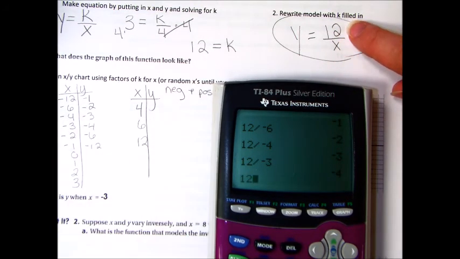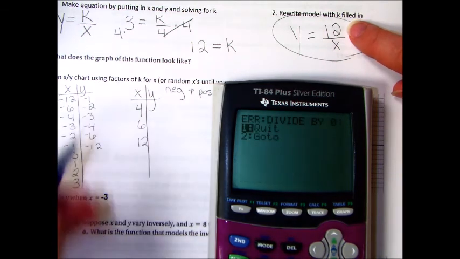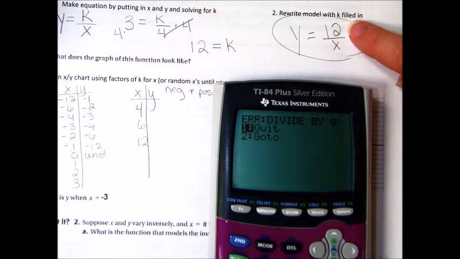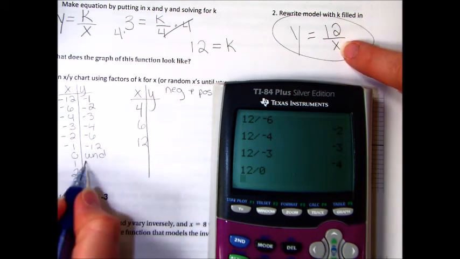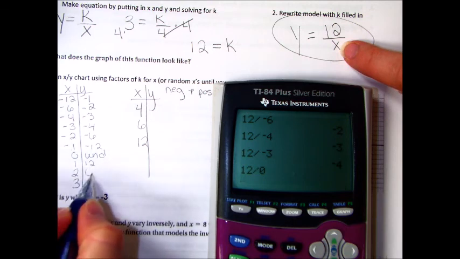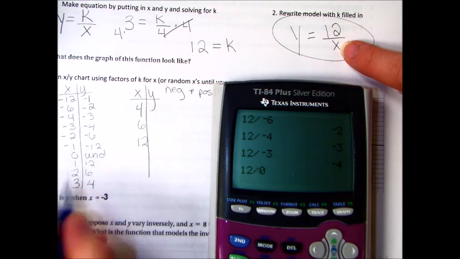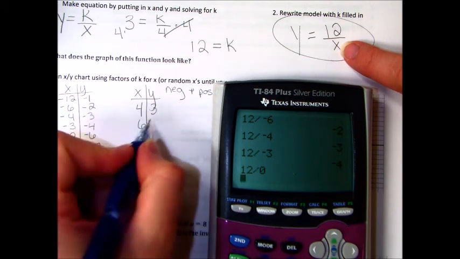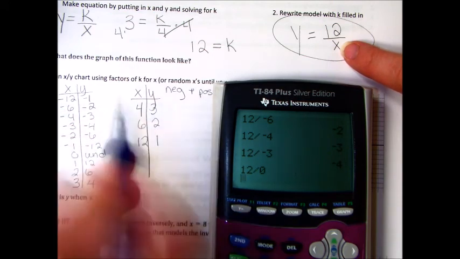12 divided by 0 comes up with an error because you cannot. So we call that undefined. Can't divide by 0. Now, 12 divided by positive 1 is 12. 12 divided by positive 2 is 6. 12 divided by positive 3 is 4. 12 divided by positive 4 is 3. 12 divided by positive 6 is 2. 12 divided by positive 12 is 1.